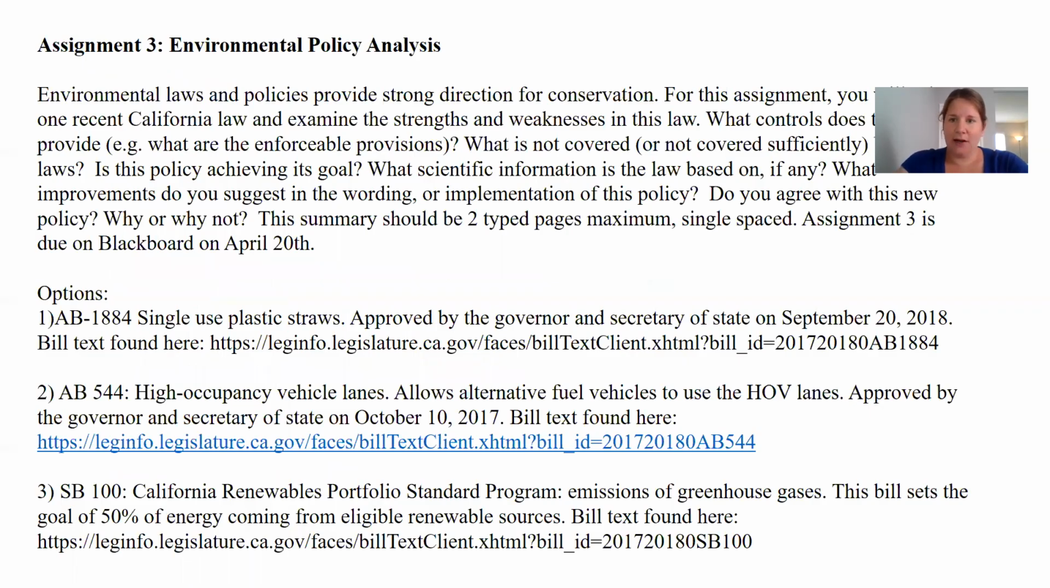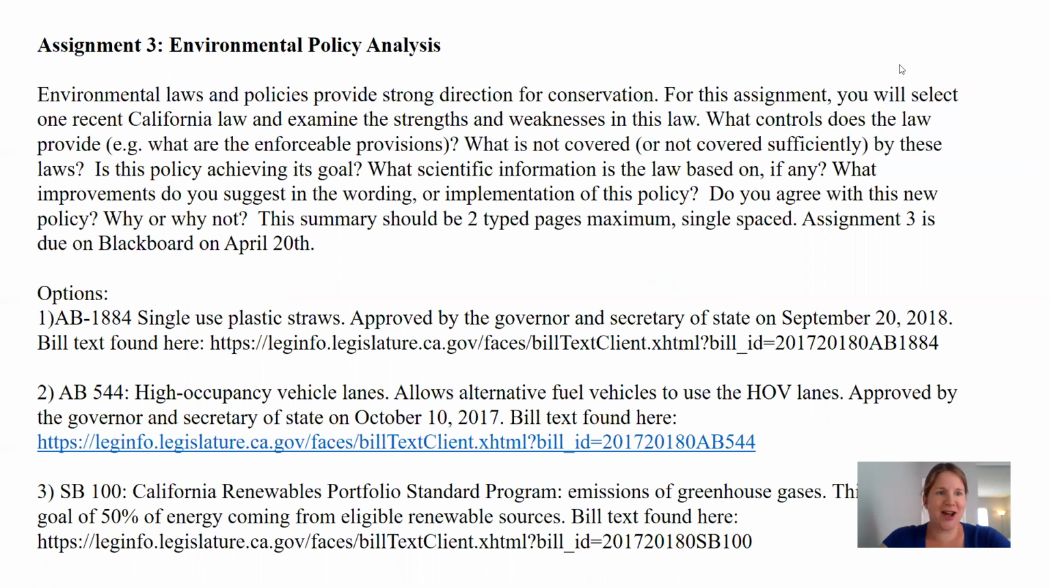So assignment 3, all of this text is in your syllabus. This hasn't changed at all. Let me move my picture out of the way, but this is the environmental policy analysis. So the last third of the class will be focusing a bit more on the policy side. Starting next week, we're going to talk about the Endangered Species Act, Clean Water Act, and a few other things that are a bit more policy focused. So this is why this assignment goes along with that.